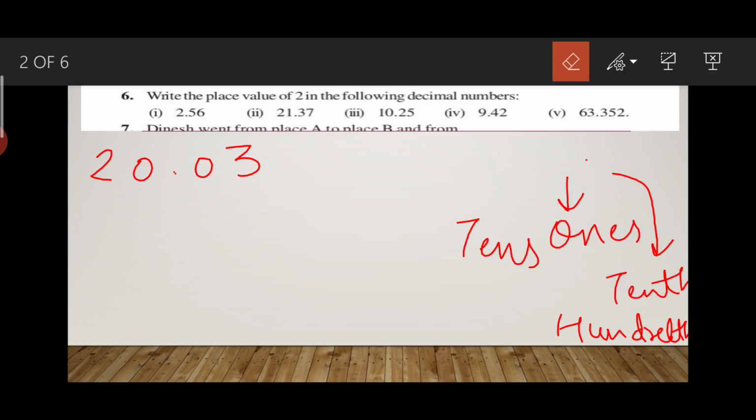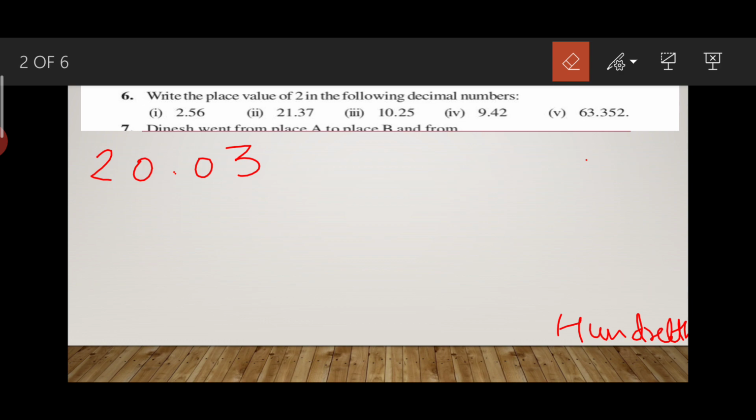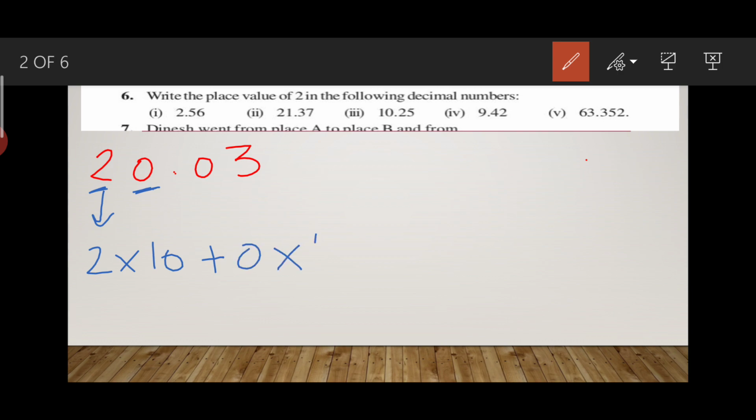What will we do? We will see the values before the decimal. Here we have 0, so the place value of 0 is ones, and the place value of 2 is tens. Tens means into 10. So what will we write here? That is 2 into 10 plus, what was the place value of 0 here? The place value of 0 is ones. Ones means 1, so 0 into 1.